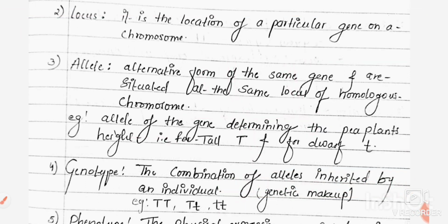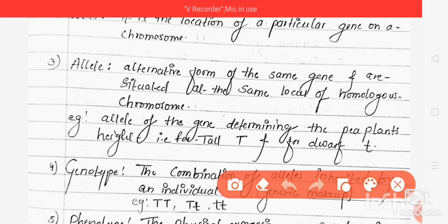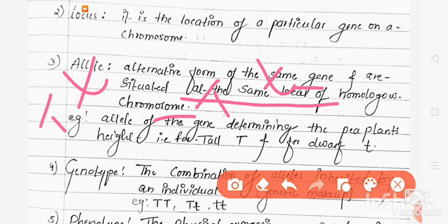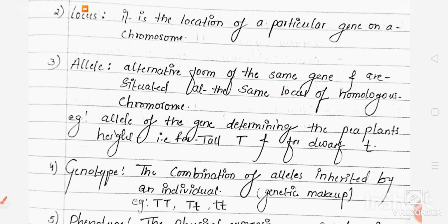Talking about allele, it is the alternative form of the same gene. So, the alternative form of the gene is termed as allele. Again, we will be considering the same example, that is the pea plant's height. It could be tall or dwarf. So, allele could be for tall height, it could be capital T, and for dwarf height, it could be small t. So, this is the alternative form of the same gene, that is located and situated at the same locus of homologous chromosome, which is termed as allele. This capital T or small t is the alternative form of the same gene. Hope it is clear to all of you.